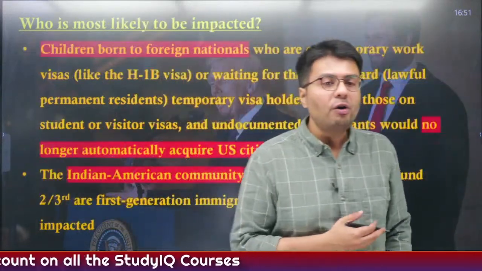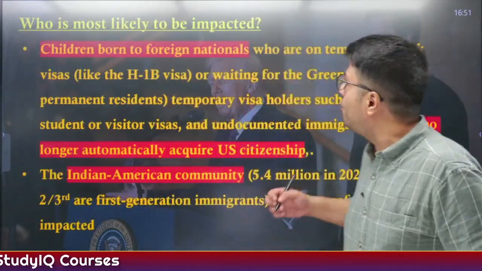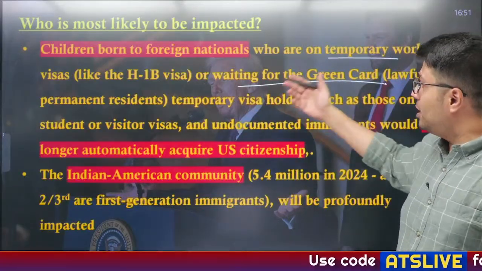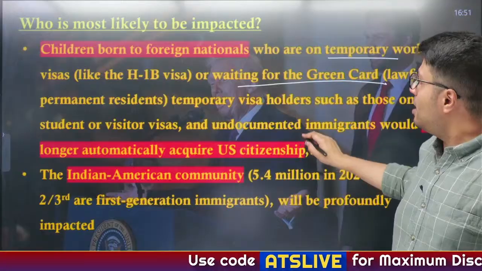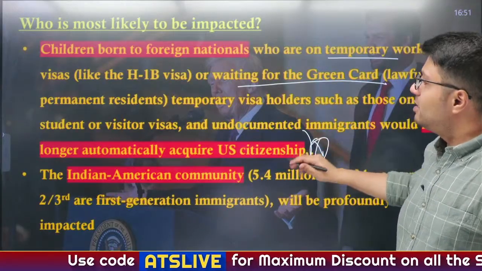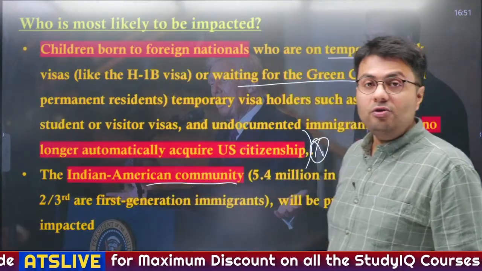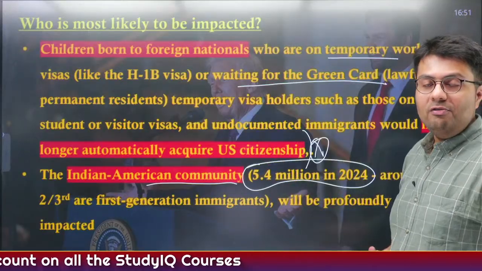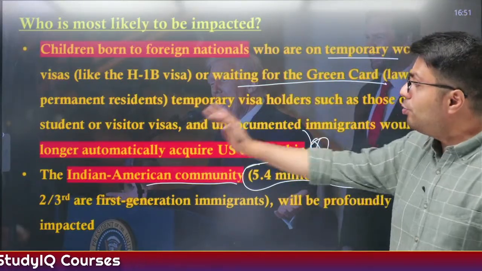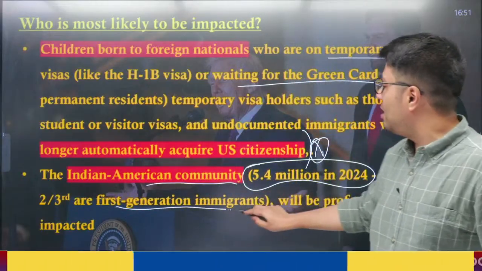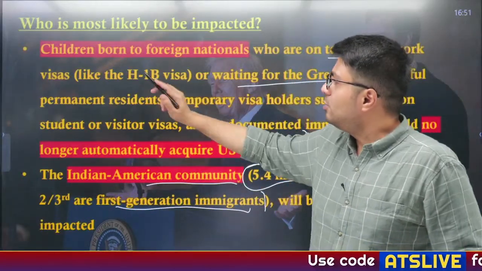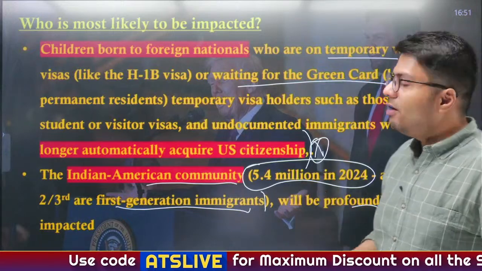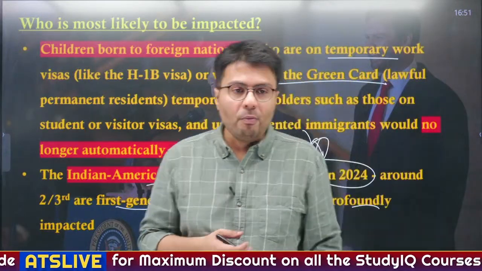And why is it important for India? Because children who are born to foreign nationals on temporary work visas and waiting for a green card, particularly Indians, are the ones who will not be getting citizenship for their children. And the Indian American community is very strong in the US. 5.4 million people belonging to the Indian community lived there in 2024, and around two-thirds of them are first generation immigrants who have gone there on a student visa or a work visa, right? So their children will not be getting US citizenship from now on.